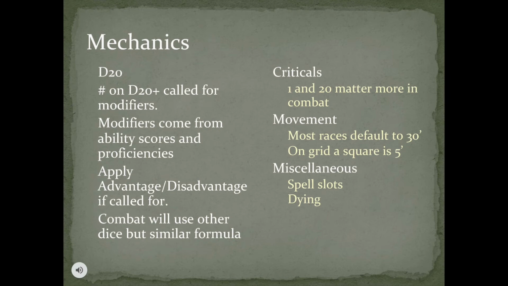Movement. Most races default to 30 feet of movement if you're playing on a grid that is typically 5 feet per square, so you can move 6 squares. Some races have a speed of 25, some have a speed of 35, and then some classes further your speed beyond that. But the default is 30. Some more miscellaneous rulings that you probably will need to know.